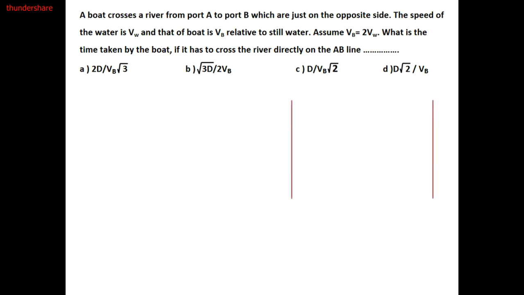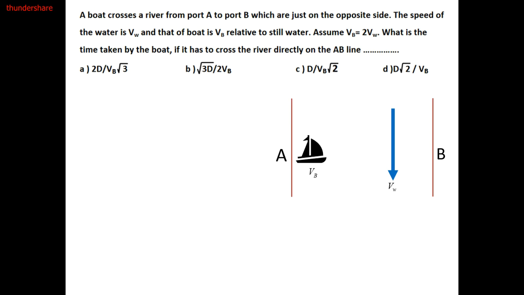Let's imagine the situation that we have a river and we have two ports opposite each other, A and B, and the boat starts from A and needs to go to B directly, without any shifts, without any curves. Of course, the velocity of the boat is Vb and the current has its own velocity along the length of the river.